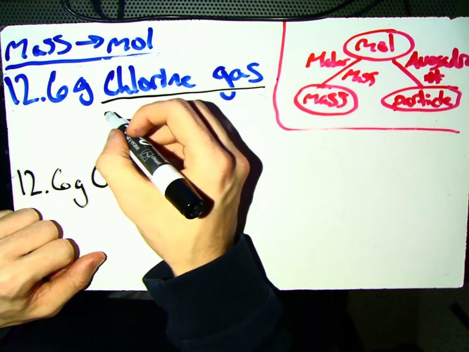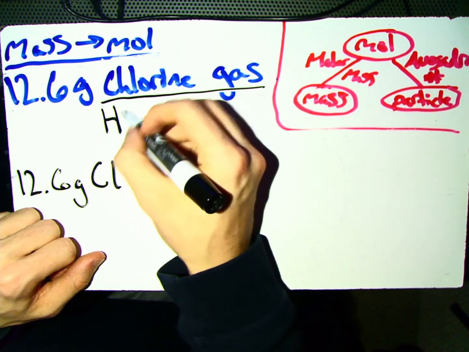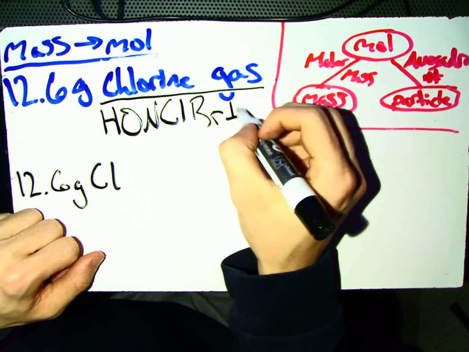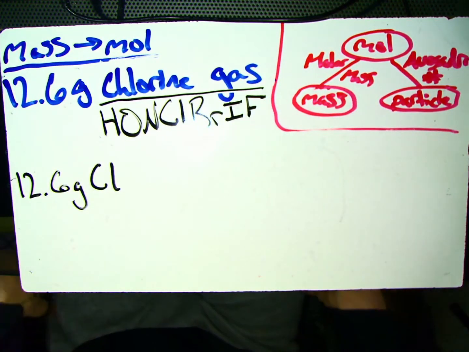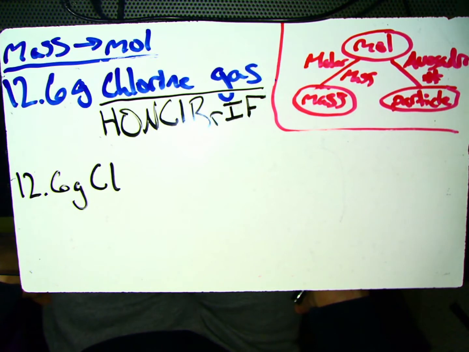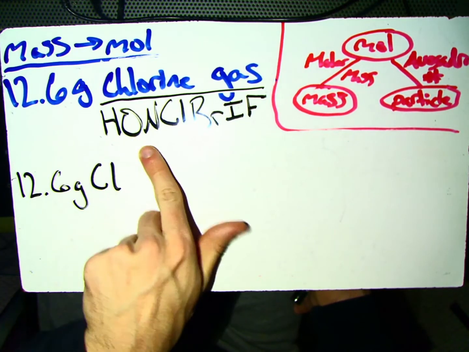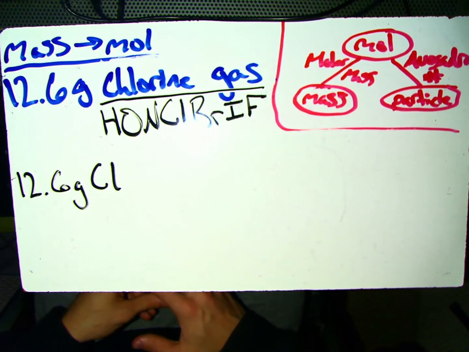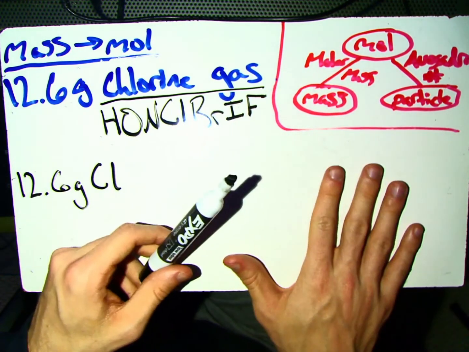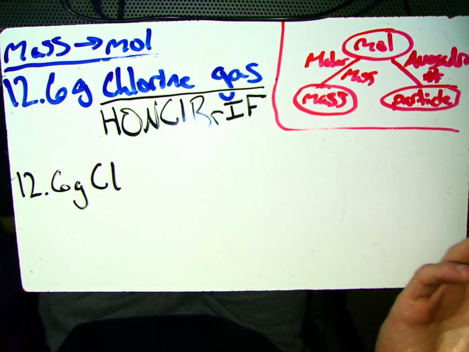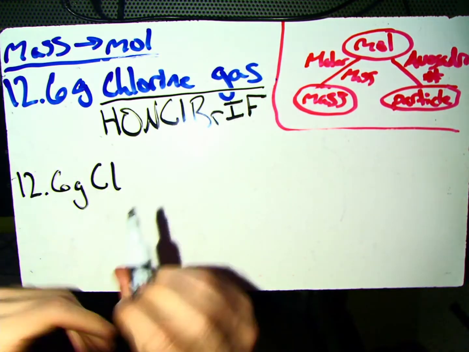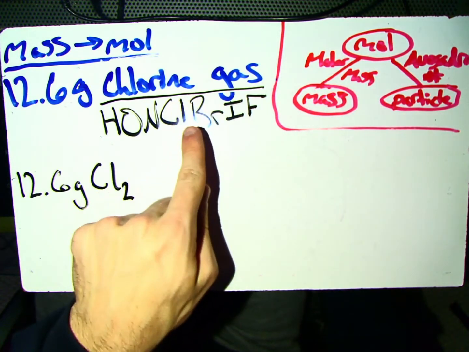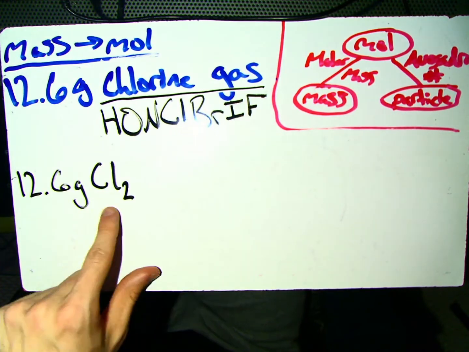When you do any type of mole conversion, you always need to have in the back of your mind our favorite, Hunkelbrief, the diatomic molecules, right? Remember, each one of these elements in Hunkelbrief are found naturally, or in nature, as diatomic molecules, which means there are 2 of them bound together. So when I say chlorine gas, I don't mean just chlorine, I mean Cl2.